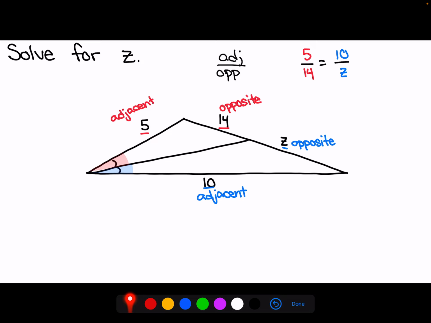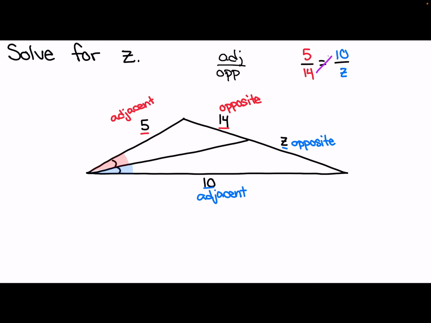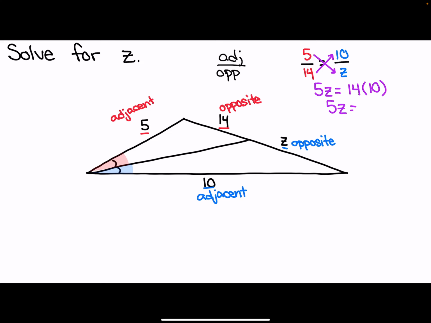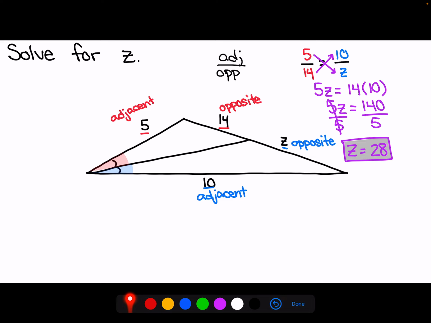Cross multiplying will give us 5z equals 140. And then dividing both sides by 5 will give us z is equal to 28. And that would be our final answer. And that makes sense because to get from 5 to 10, we'd need to multiply by 2. To get from 14 to 28, we'd need to multiply by 2.